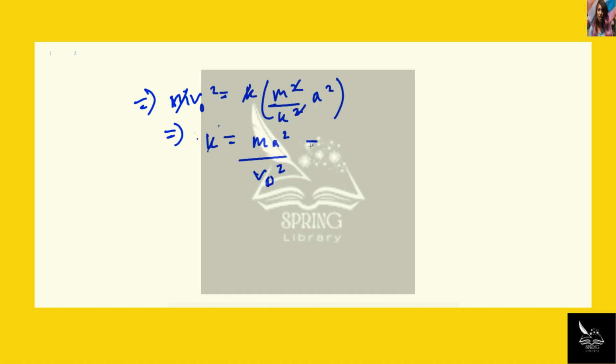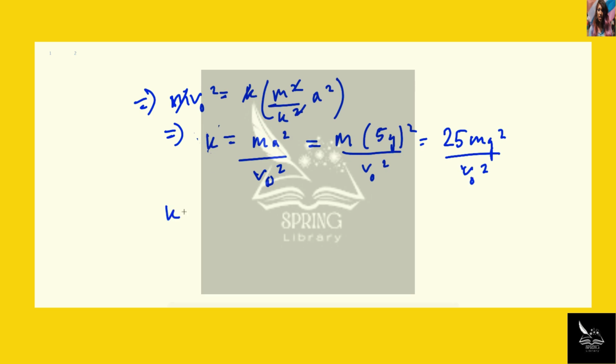And remember, a is just the maximum acceleration, which is 5g. So m times 5g squared over v naught squared. In other words, 5g squared is 25g squared. So that's 25m times g squared over v naught squared.